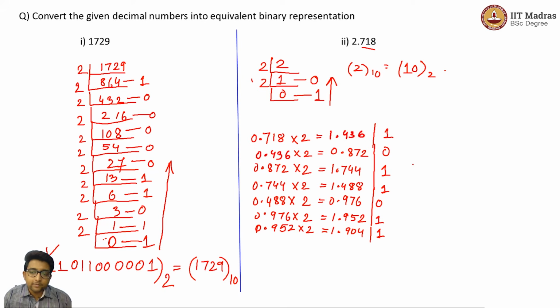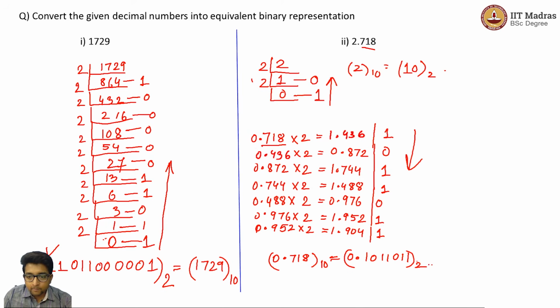So what is the answer after we decide to stop? The answer for the fractional part, that is for 0.718 from which we started, right? We started over here with the number. It will be from top to bottom. Simply put a 0 point like the decimal part and simply write 1011. So this is the binary equivalent of 0.718.